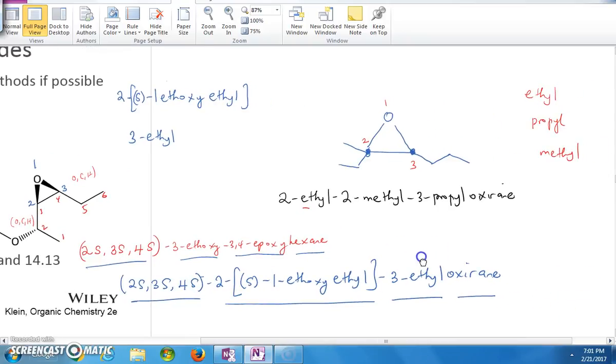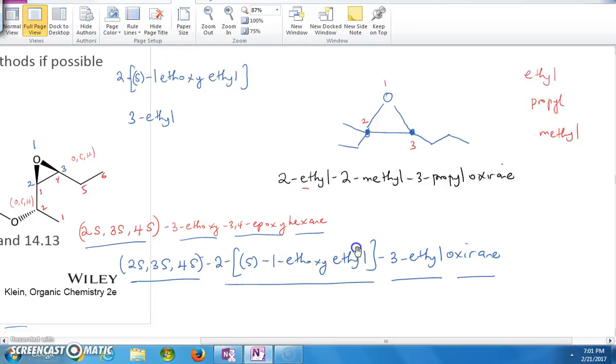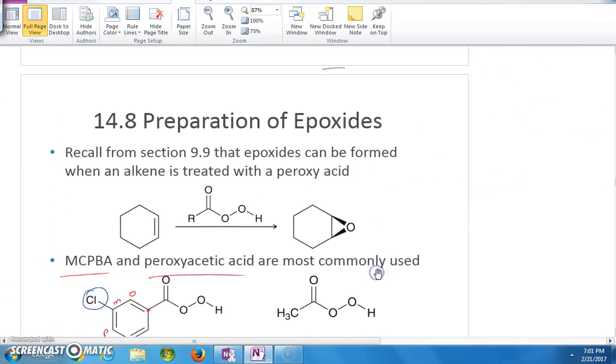This is another example which I just concocted, right? You can see again that at the 2 position you have the ethyl, the 2 position you have the methyl, the 3 position you have the propyl, and the parent is oxirane. So these are just ways to name different types of epoxides. You can either name it considering the epoxy as a substituent, or you can name it as a parent, in which case it becomes the oxirane.